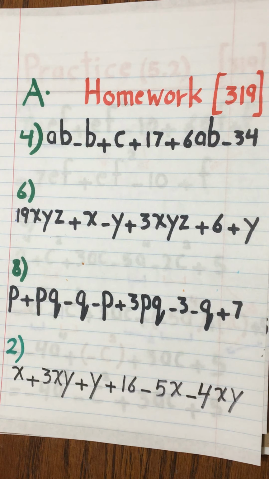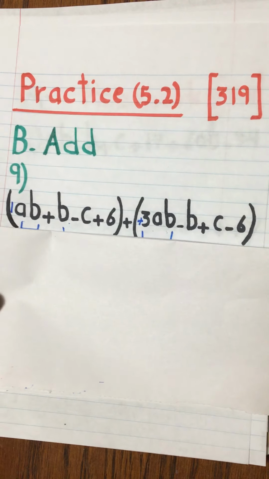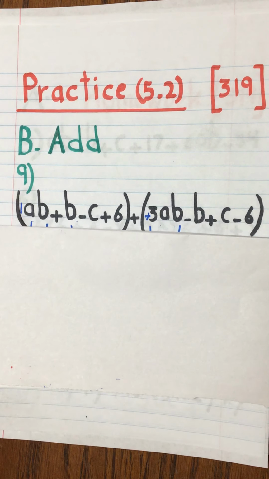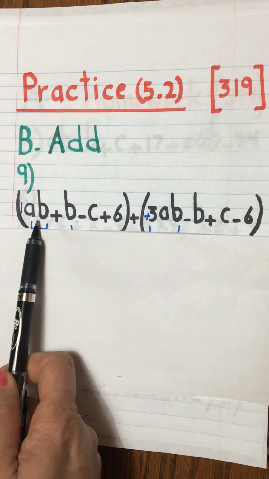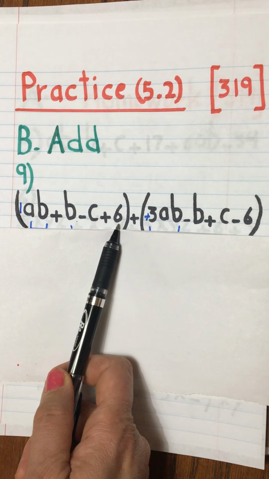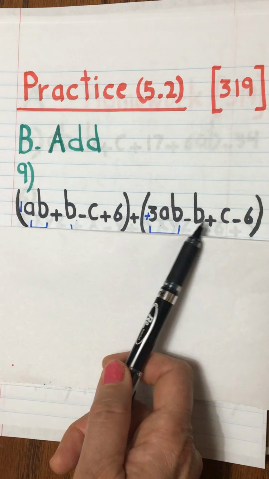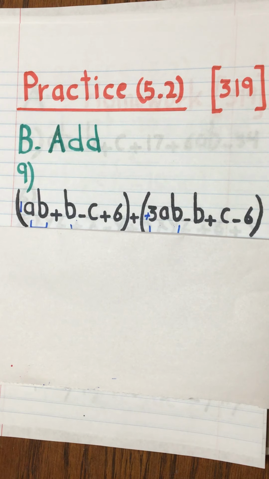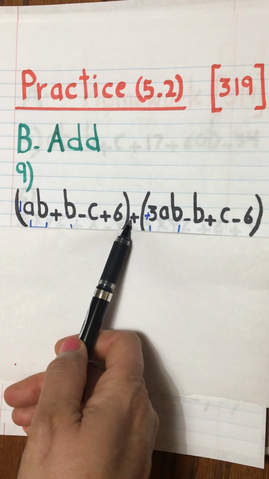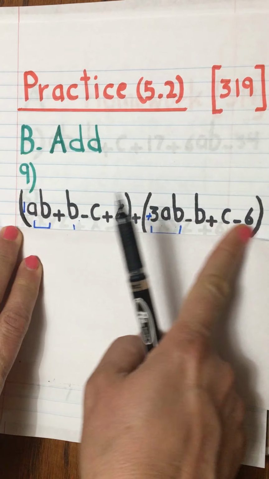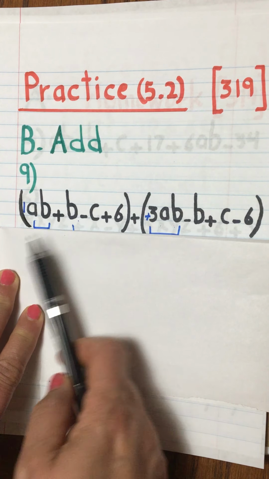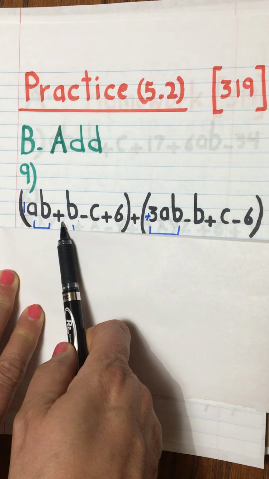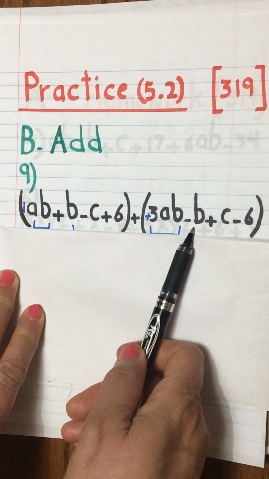B, add. Now we're going to add two polynomials. So I have 1, 2, 3, 4 terms in the first parentheses, 1, 2, 3, 4 terms in the second parentheses. And I'm going to add them. So when I add them, AB is 1AB plus 3AB, so it's 4AB plus B minus B.